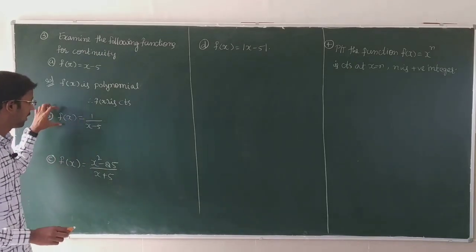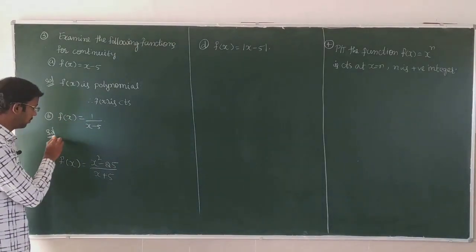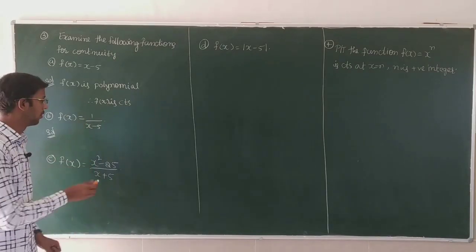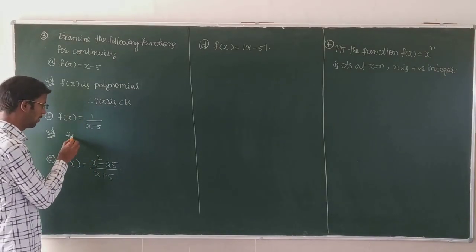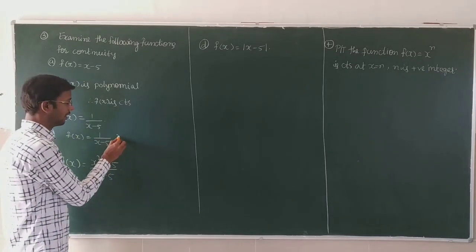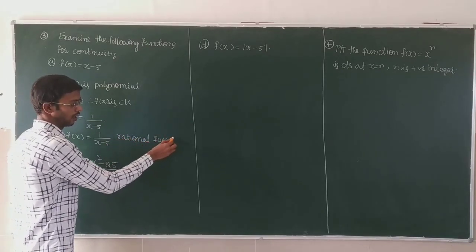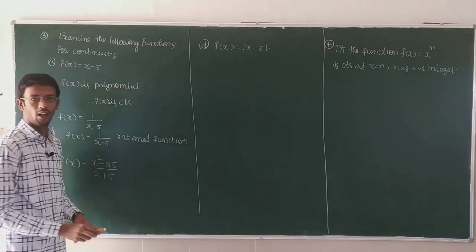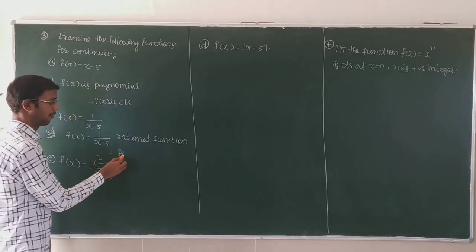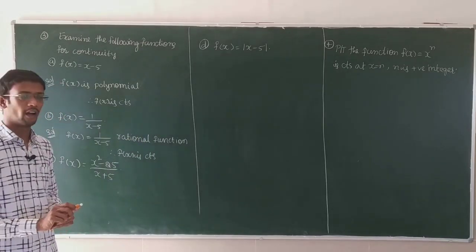Next, f of x is equal to 1 by x minus 5. This is in the form of f of x is equal to 1 by x minus 5, a rational function. Every rational function is continuous. Therefore, f of x is continuous.